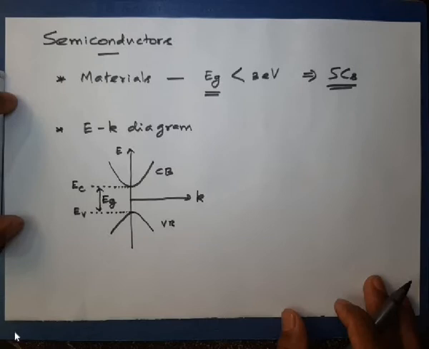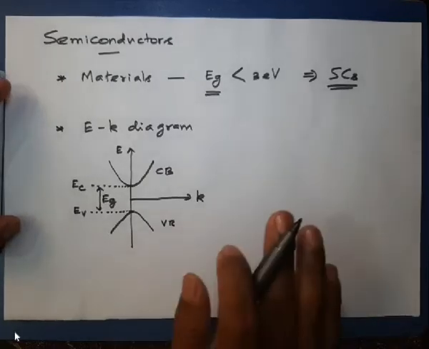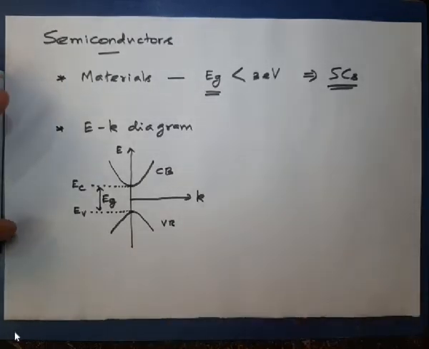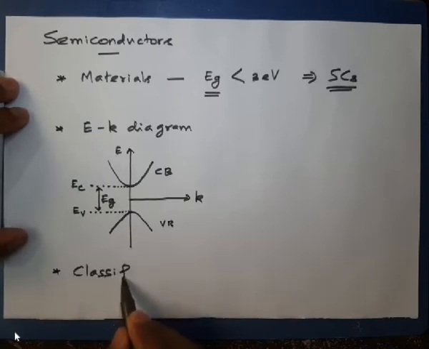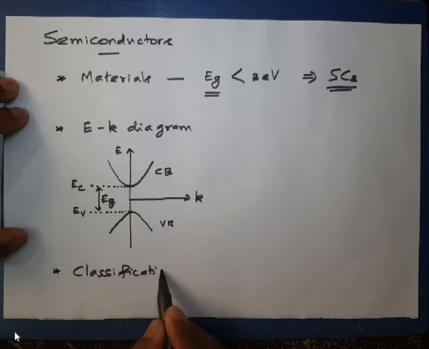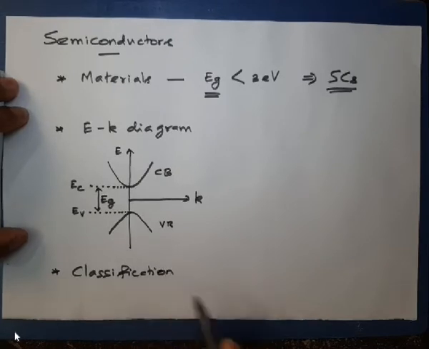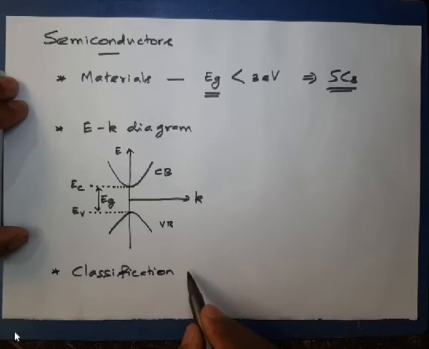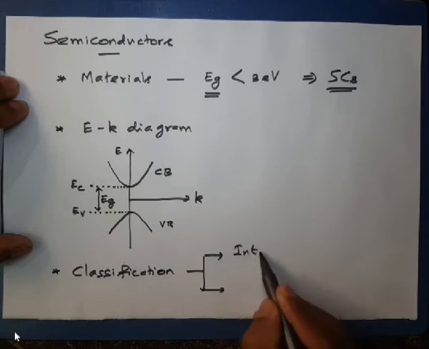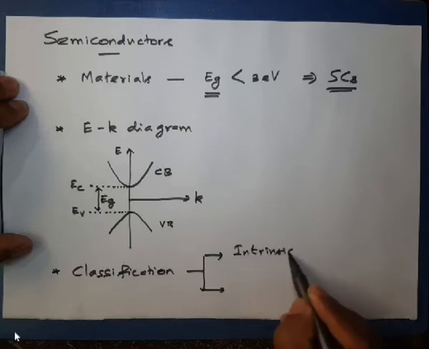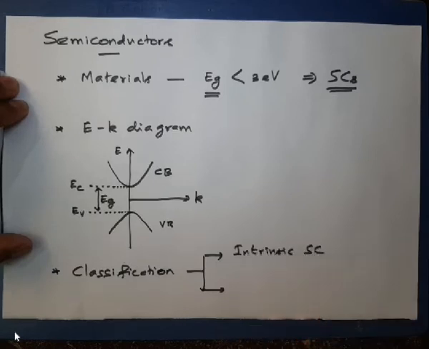Then in semiconductors, we classify semiconductors basically into two. There are different ways of classifying semiconductors. This is one of the ways. We classify semiconductors into two. One is intrinsic semiconductor. The other one is extrinsic semiconductor.